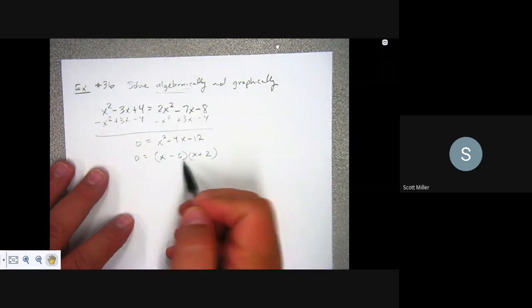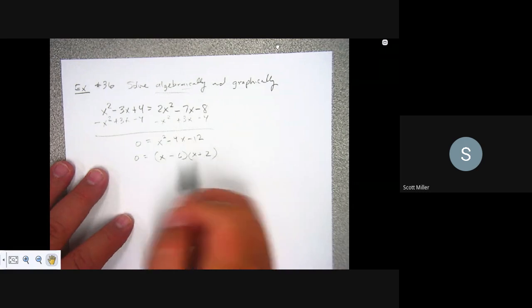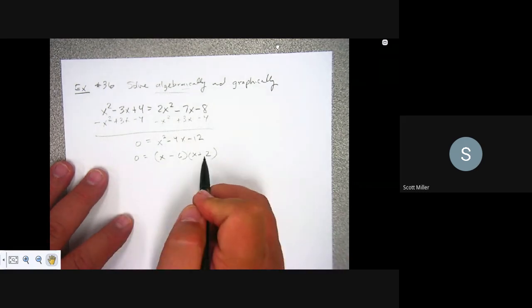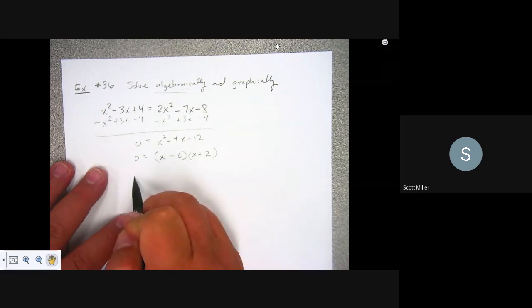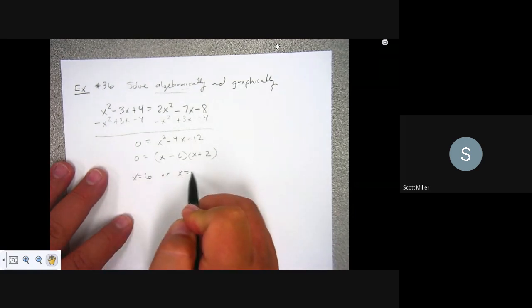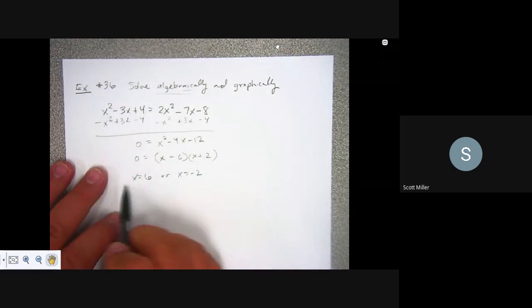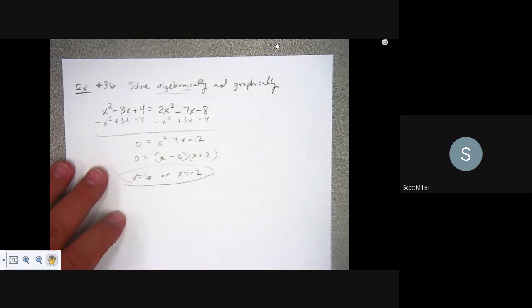Just like before, what makes these 0? Because it's a product that's equal to 0, so one of them has to be 0. So that means this one can be 0 or that one can be 0. So the solutions become 6 or they become negative 2. This is your algebraic solution. Okay?